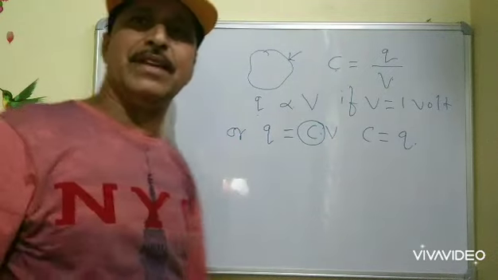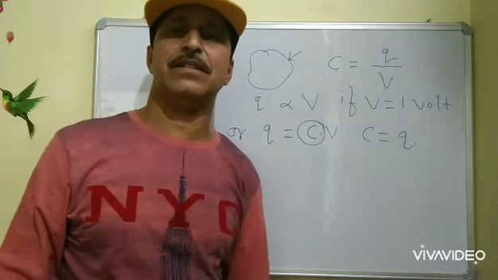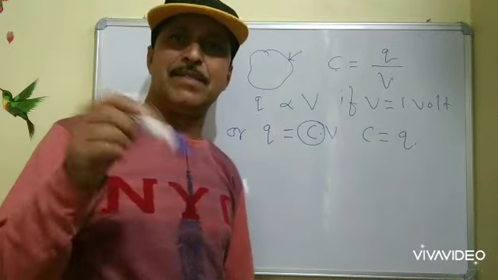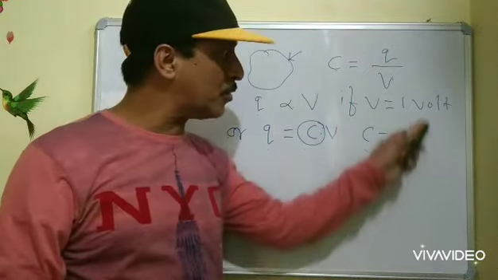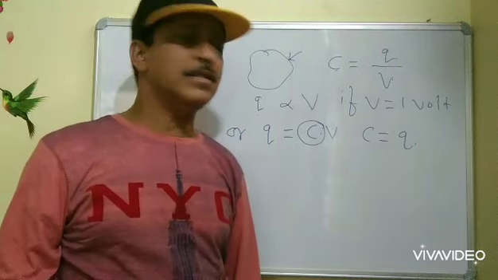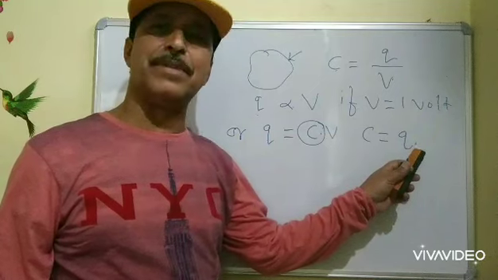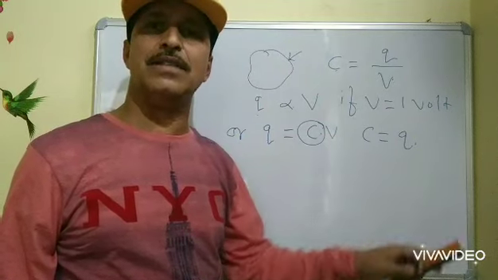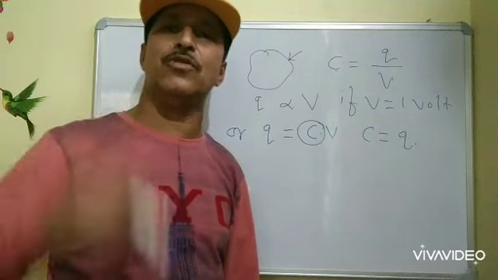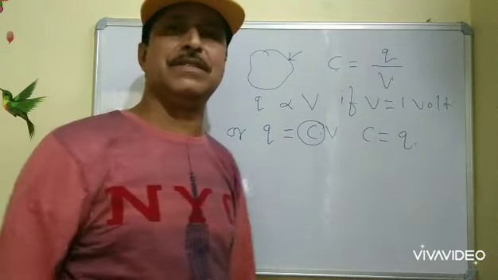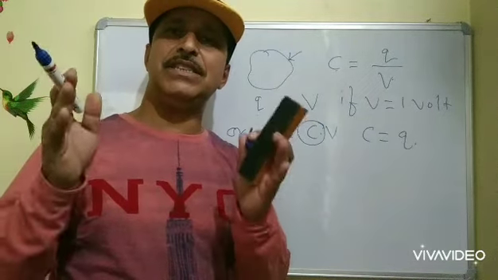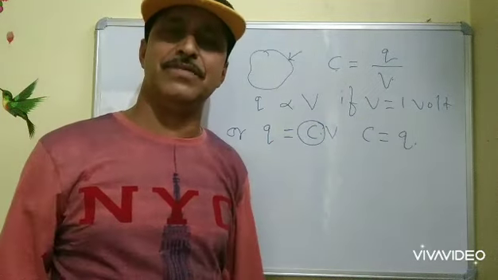So how do we define the capacitance of a conductor? The amount of charge that a capacitor can store when its potential is 1 volt, or the amount of charge that a conductor requires if its potential is to be increased by 1 volt, is its capacitance. Capacitance will depend upon the shape and size of the given conductor.